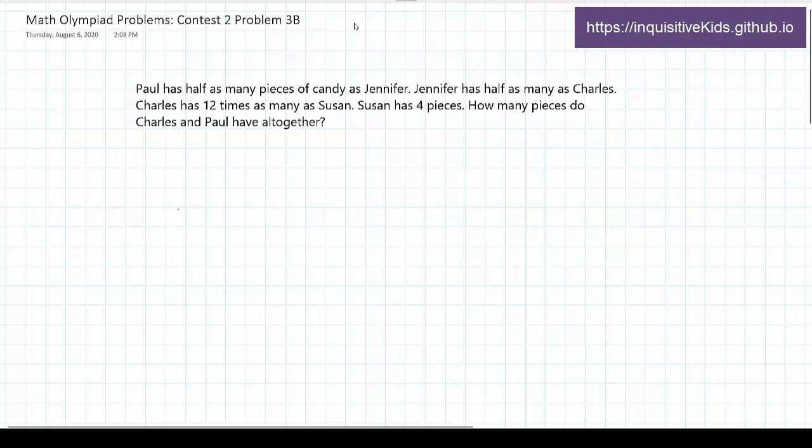The first step is to translate this word problem into pure mathematics. It will help us visualize this better. Paul has half as many pieces of candy as Jennifer. We can write that as P equals J divided by 2. Jennifer has half as many as Charles. J equals C divided by 2.